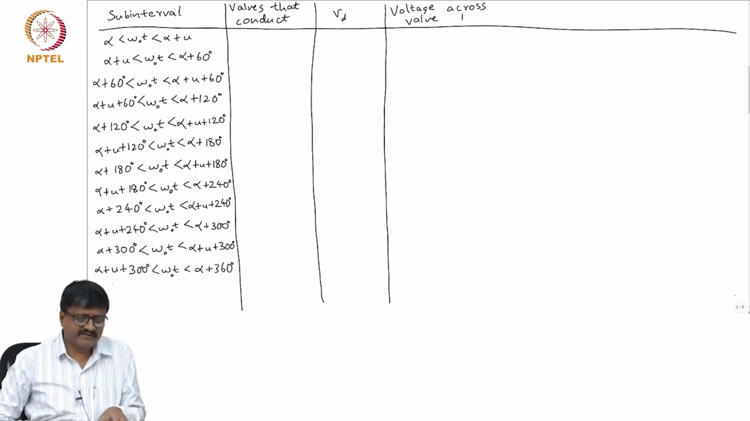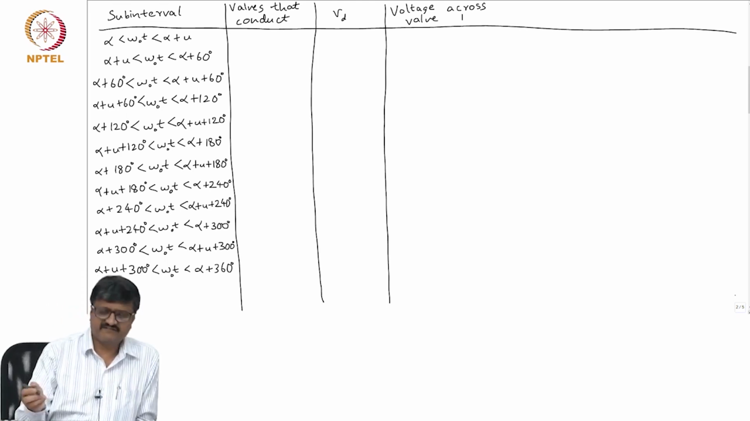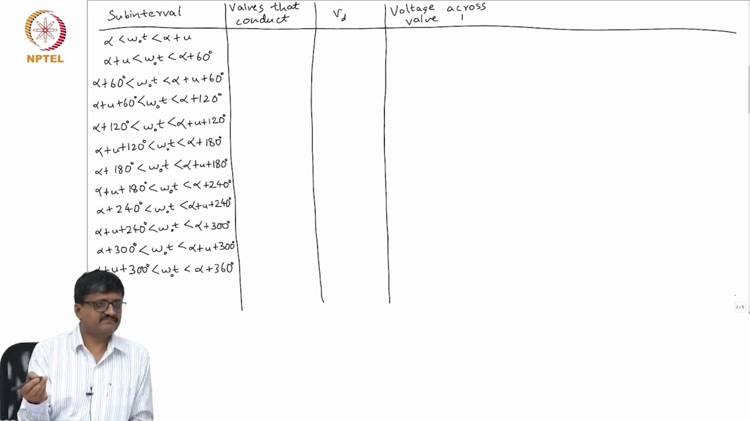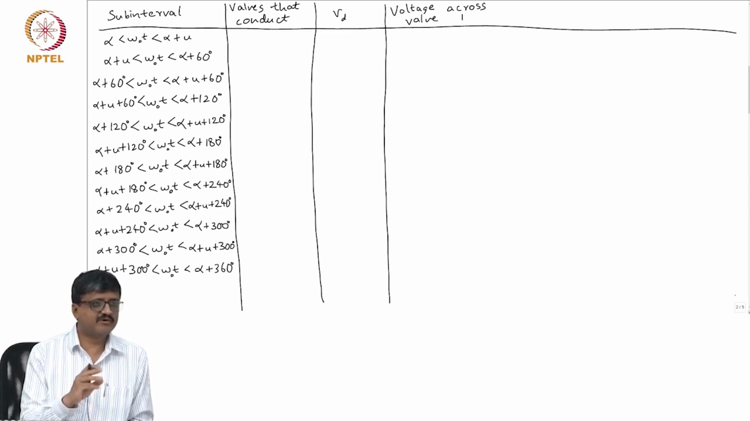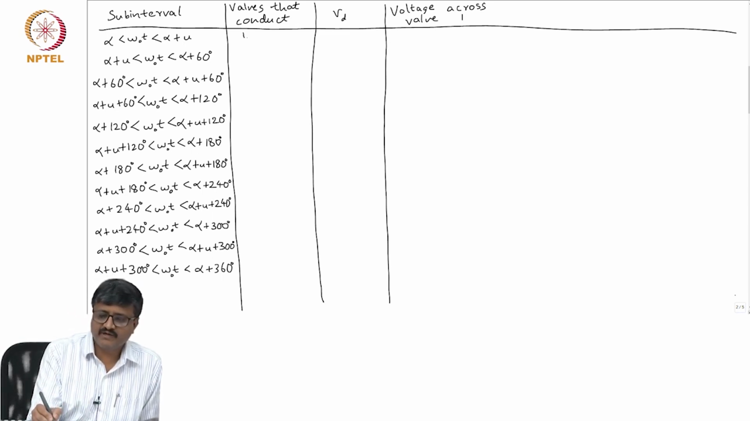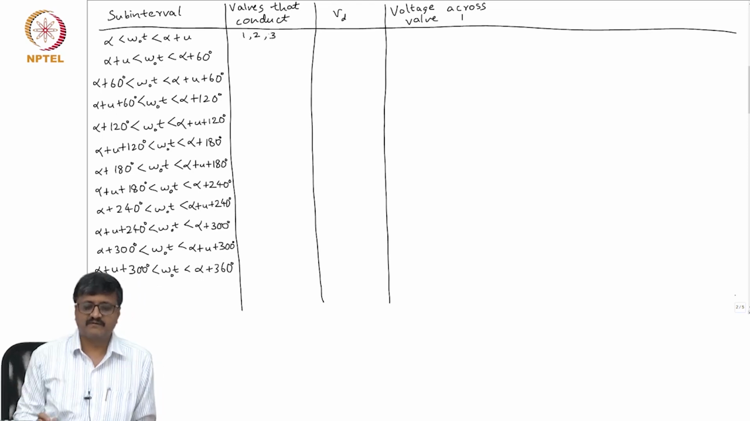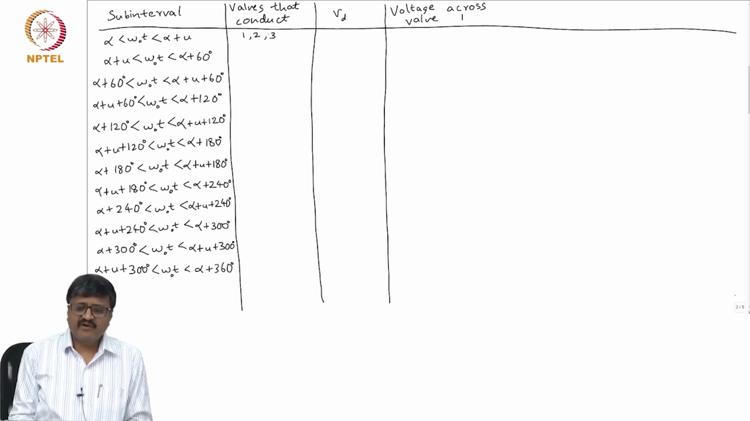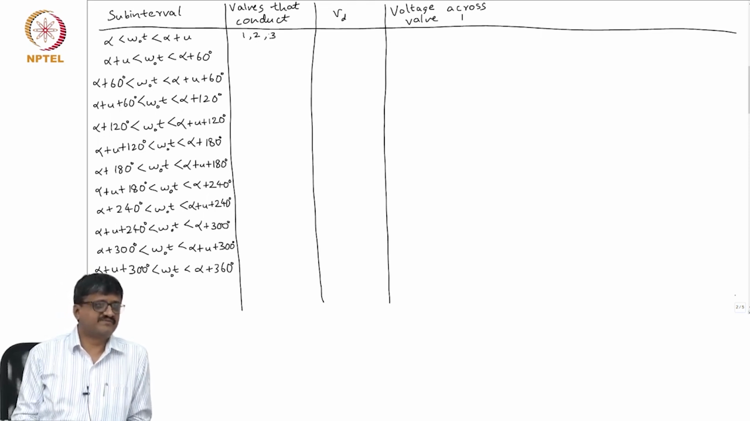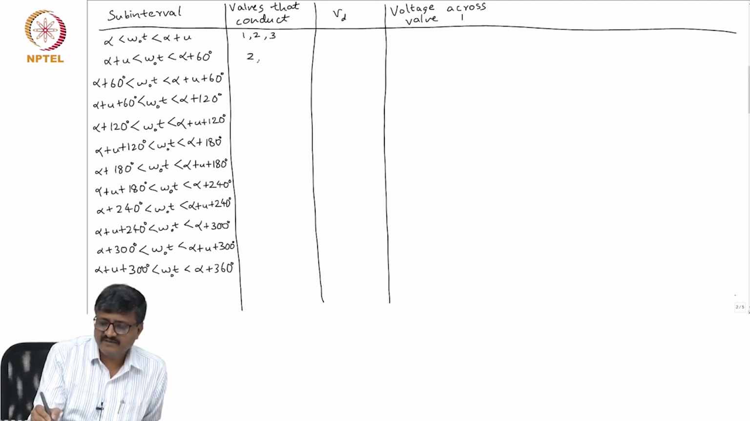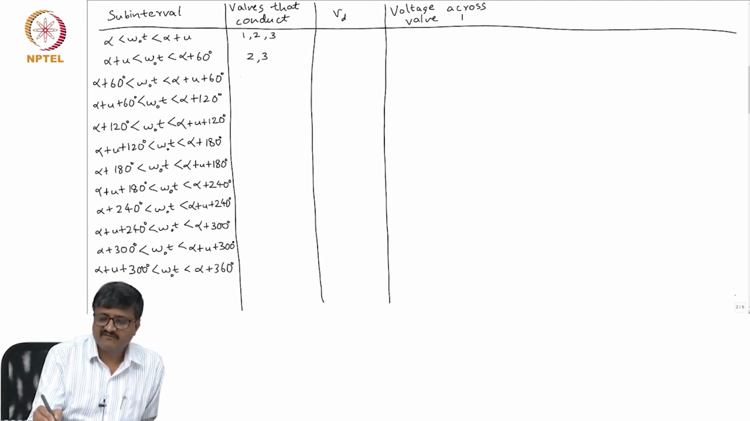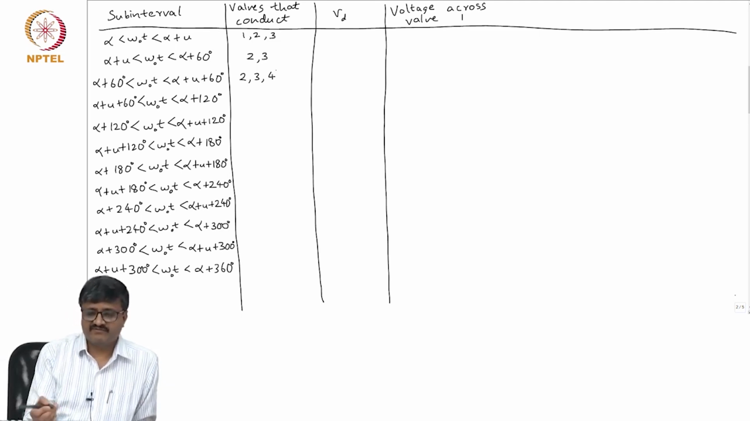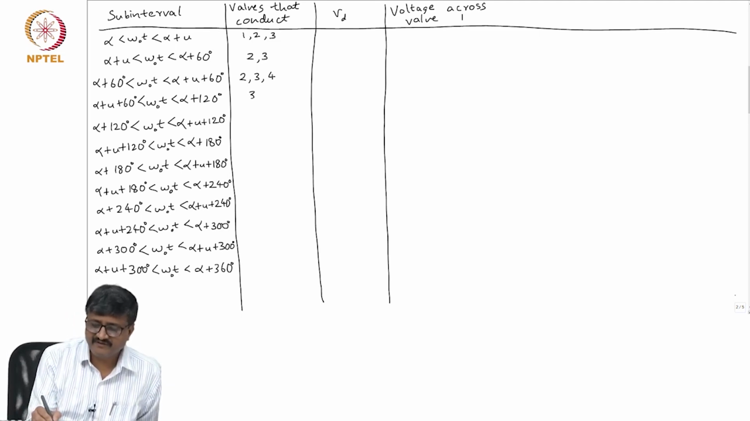Let us look at the second column, valves that conduct. In the first subinterval, which valves conduct? 1, 2 are already conducting, so 3 is turned on. As soon as 3 is turned on, 1 won't stop conducting, it will continue to conduct. So it is 1, 2, 3. At alpha plus u, valve 1 stops conducting, so the valves conducting in subinterval 2 are 2 and 3. Then at alpha plus 60, valve 4 is turned on, and 2 and 3 are already conducting. At alpha plus u plus 60, 2 stops conducting. So it is 3, 4.